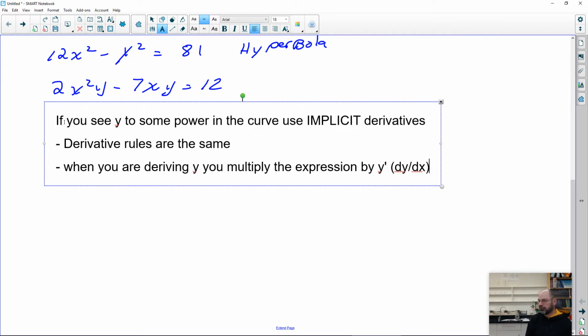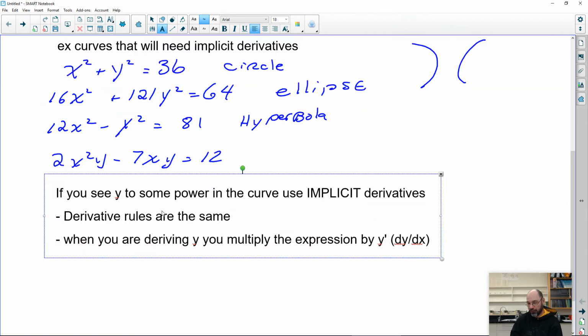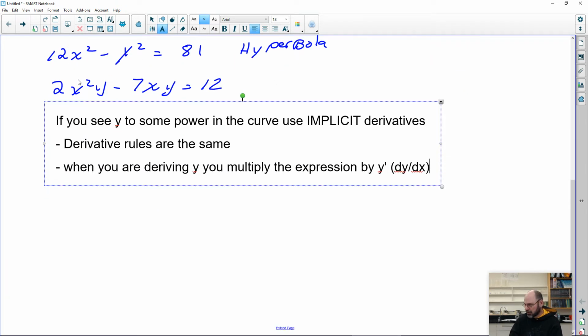So let's do a bunch of different examples here of how you would do this. And you have to be careful. There's some tricky stuff in here. When you just have them adding like this, or like this, or like this, these first three are pretty easy. This fourth one, where you have some multiplication of x and y's together, you have to use the product rule as well. So we'll look at some examples. That's all we're going to do today. Okay, so let's do some examples.